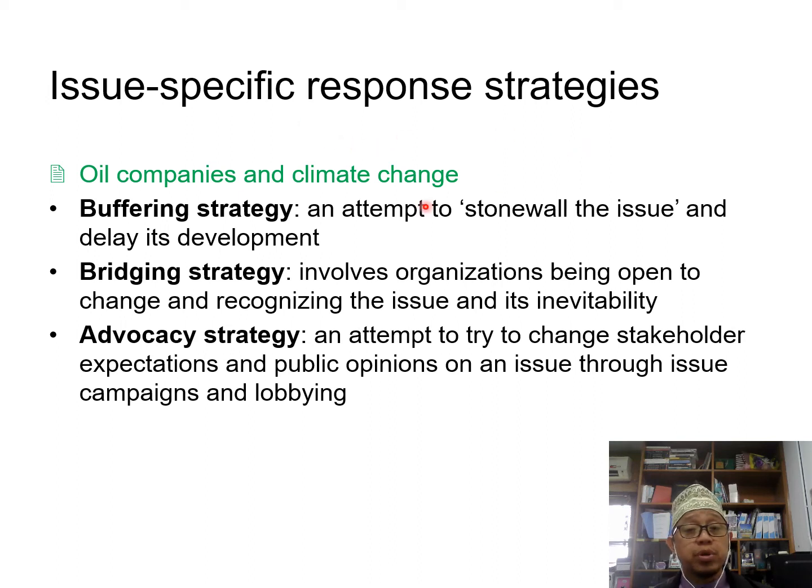Issue-specific response strategies is about the buffering strategy. In certain situations, organizations apply this buffering strategy in an attempt to stonewall the issue and delay its development. Next, they have the bridging strategy, where organizations are open to change and recognize the issue and its inevitability.